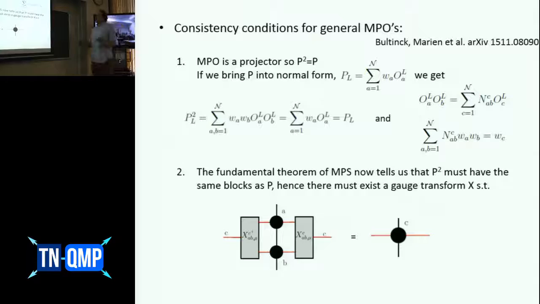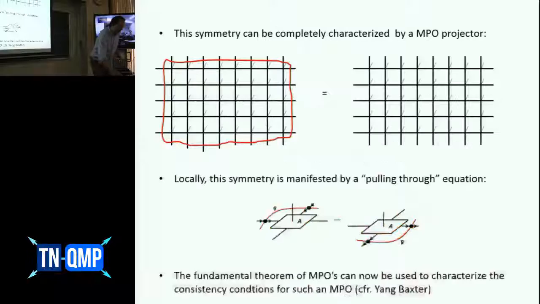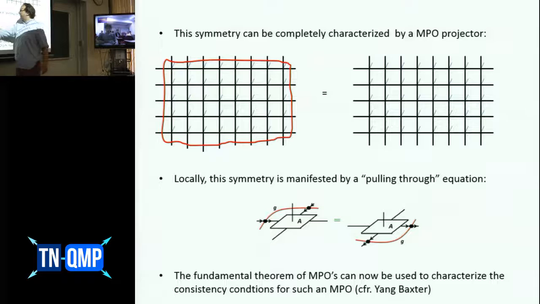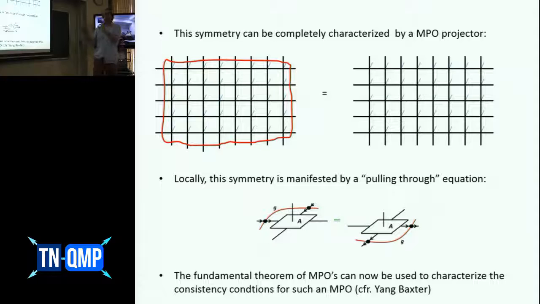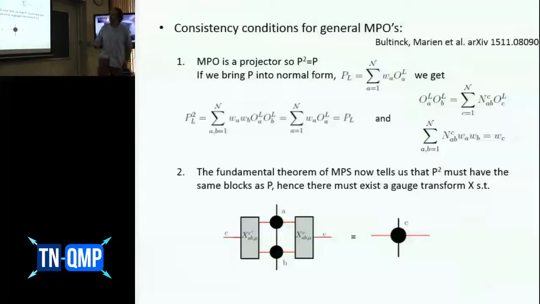The whole idea is that I'm not immediately interested in my PEPS itself. I'm rather interested in this matrix product operator that characterizes the symmetry of my PEPS. This is actually the analog of this R matrix, because this is like an MPO constructed from this R matrix. The question is now, what conditions do these matrix product operators that characterize the symmetry have to satisfy? The first thing we know is that it has to be a projector, so P squared is equal to P.